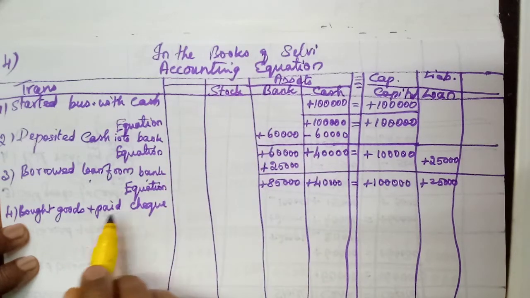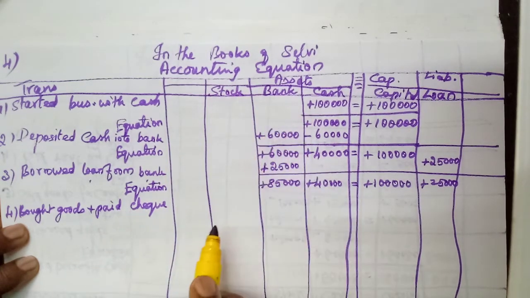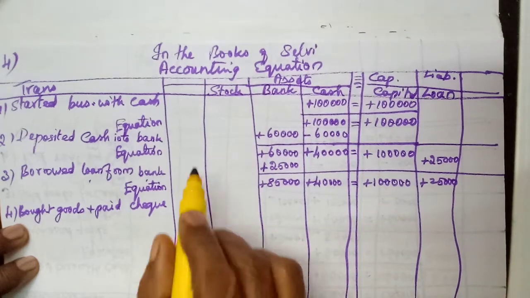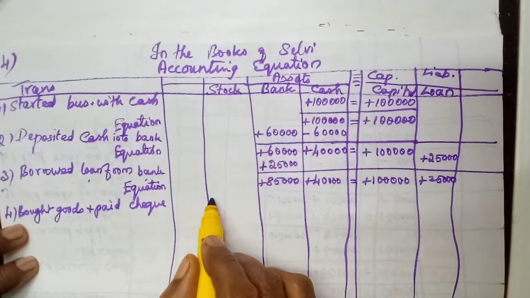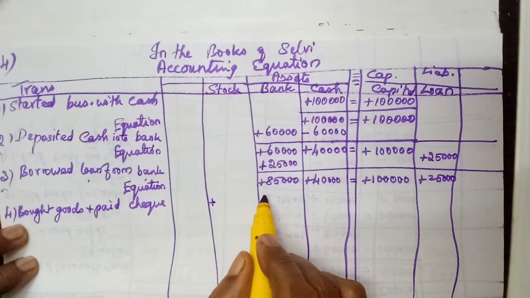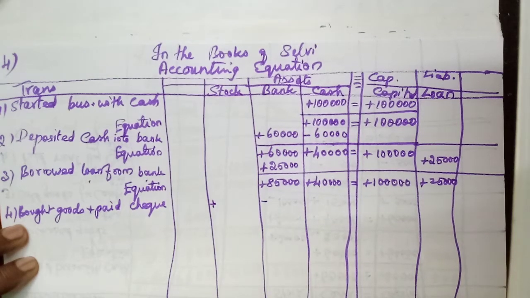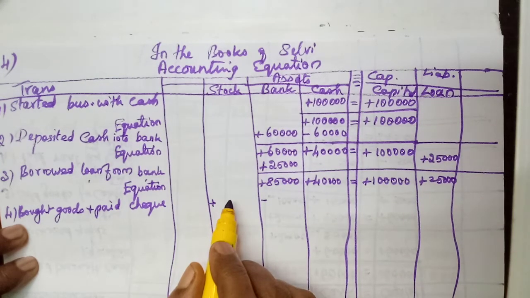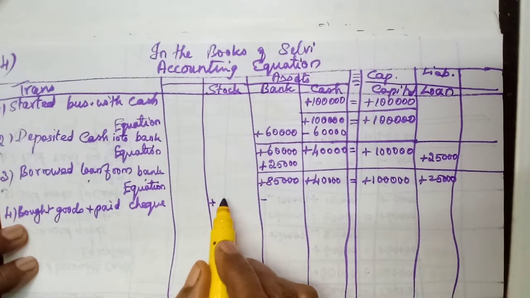Then paid by check means who is paying? Bank. So if we bought goods, it will increase the stock. If we pay from the bank, it will reduce the bank balance. Now you write the amount, 10,000.